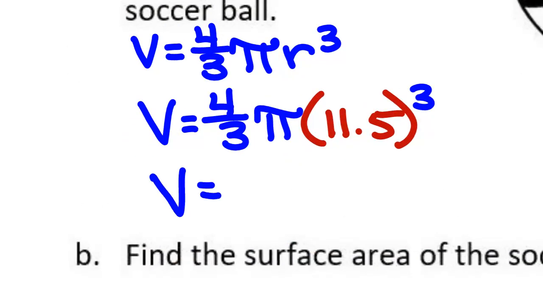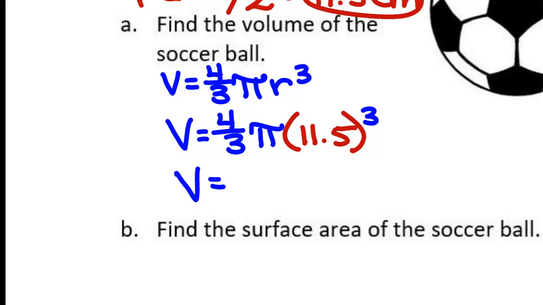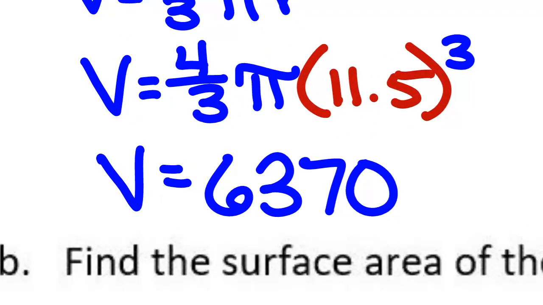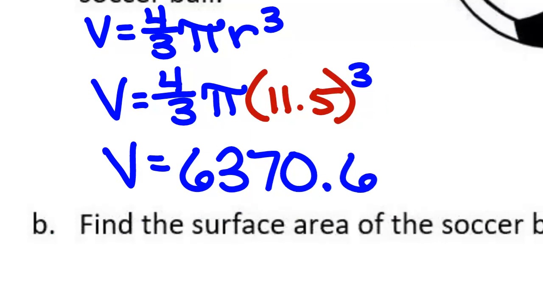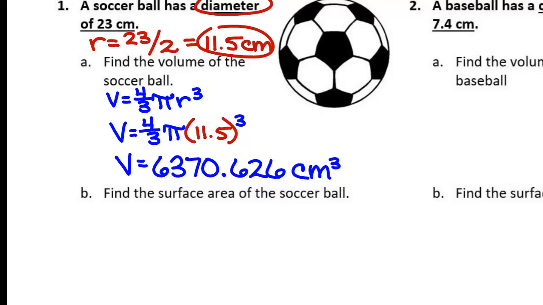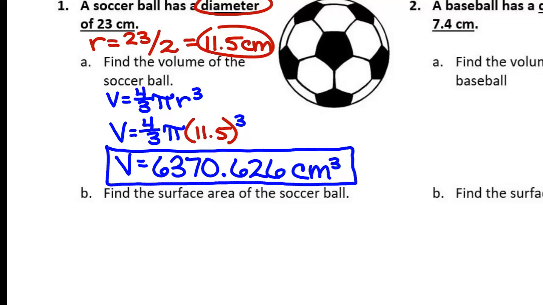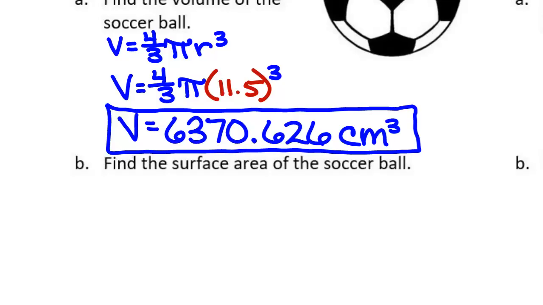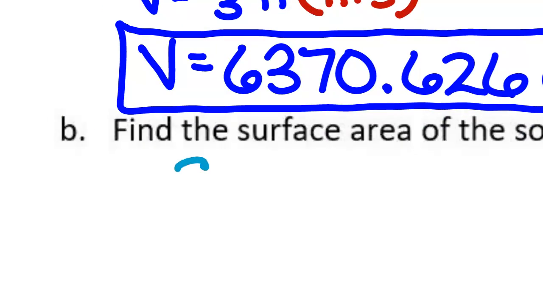Does anybody have a volume that they can give me? 6370, you said 0.626? Yes, and then the button right above the squared key is what you push so that you can type in your own exponent. Did you find it? Yeah. Okay. 6370.626. All right, let's do surface area and then we'll call it a day.